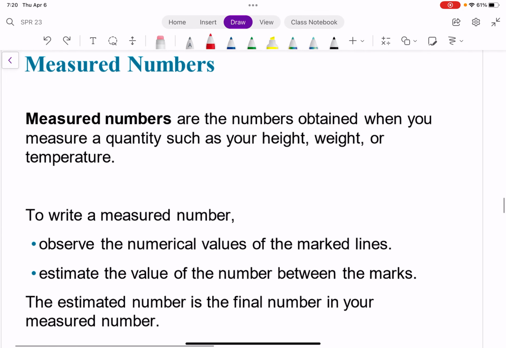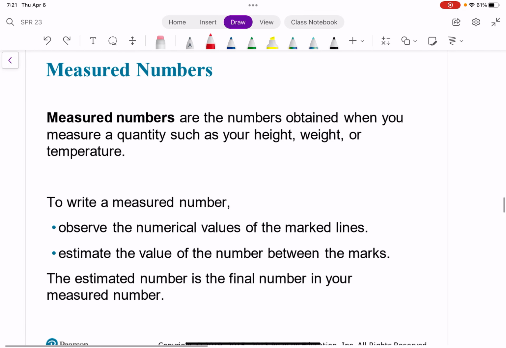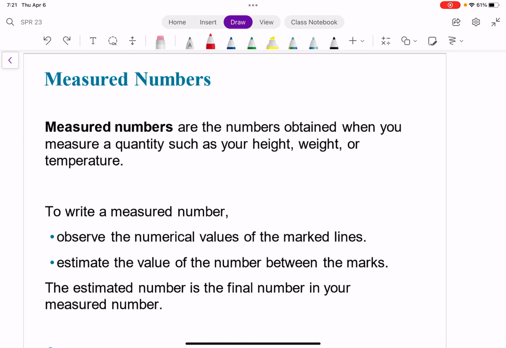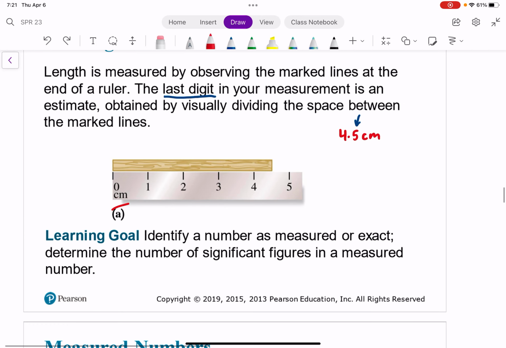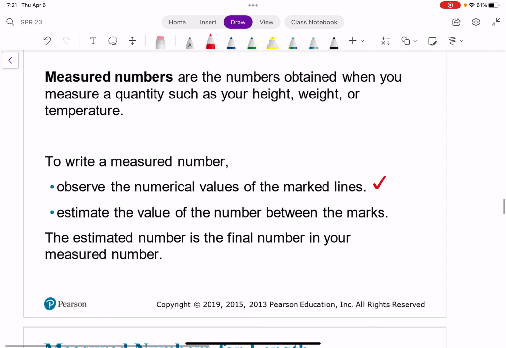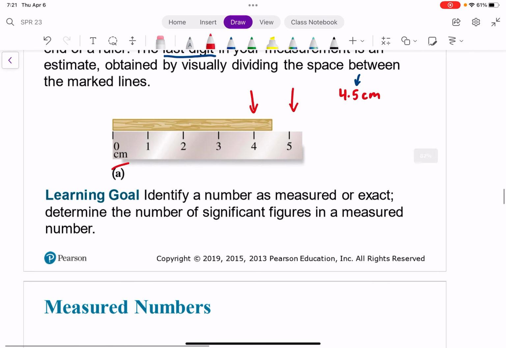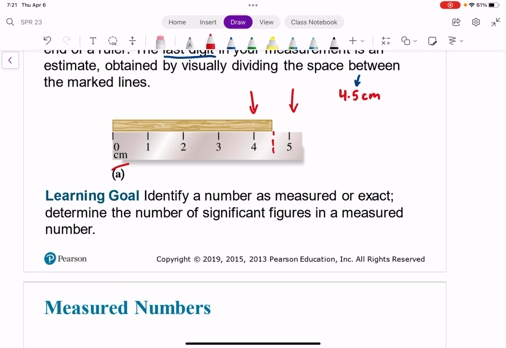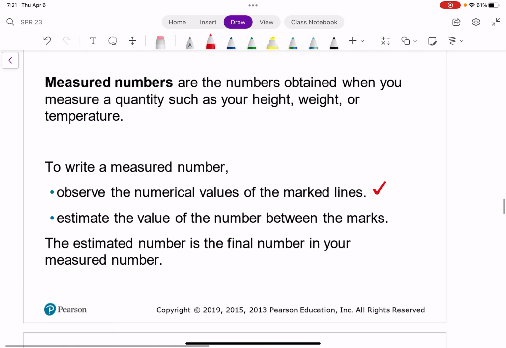Measured numbers are numbers obtained when you measure any quantity. So height, weight, temperature, length. Anytime you're taking a measurement, you're going to end up with a measured number. To write a measured number, you first observe the values of the marked lines. For instance, that was when I said, hey, it's at least 4, but doesn't make it to 5. So we did that. Our second step is to estimate the value of the number that's between the marks. Where does this fall? Well, I think 4.5, an estimation. So we did that as well.